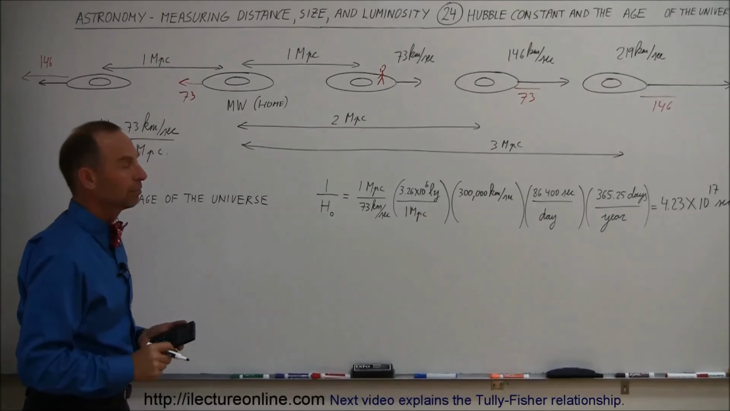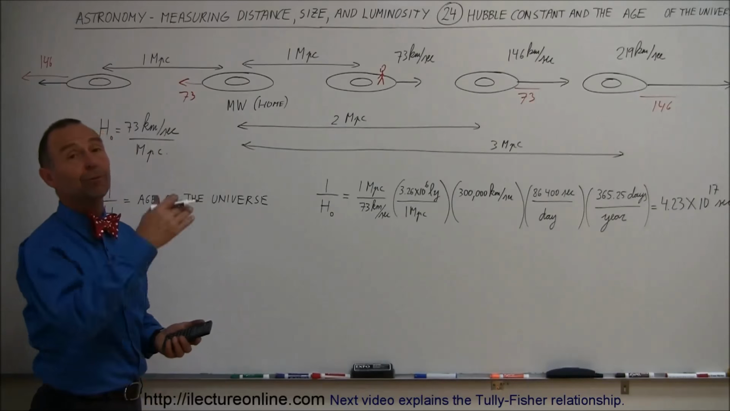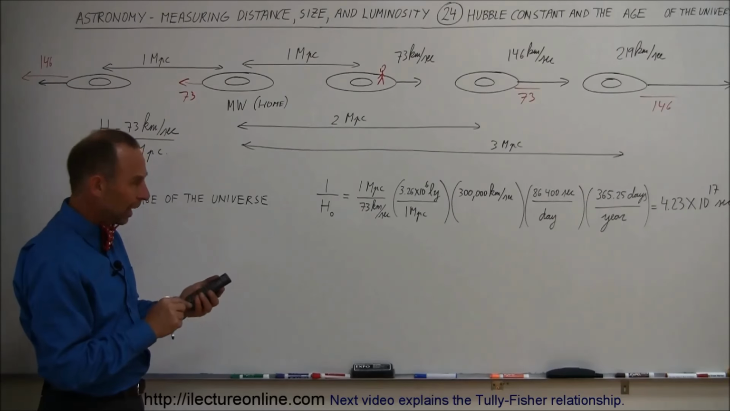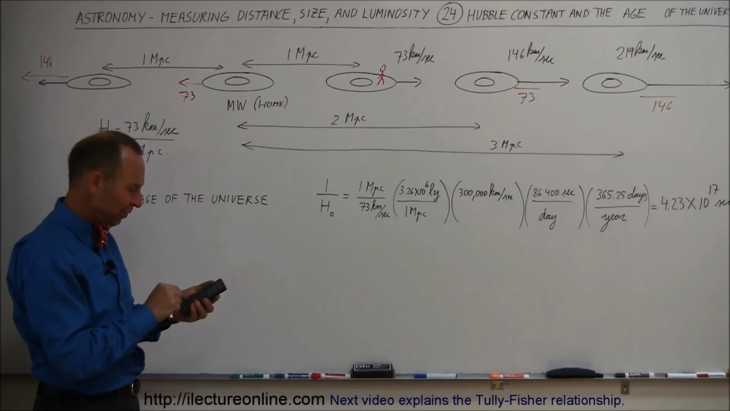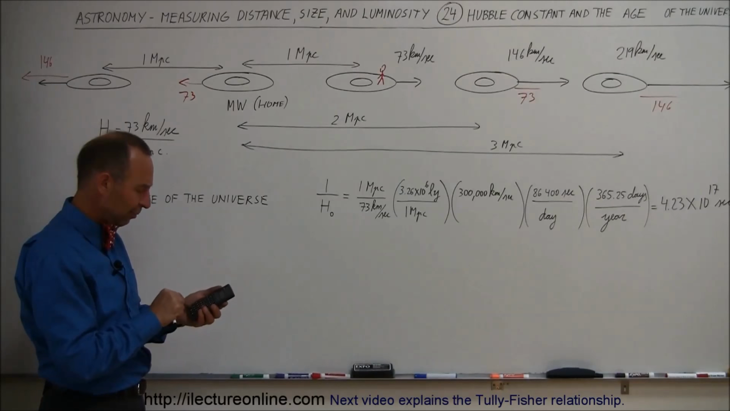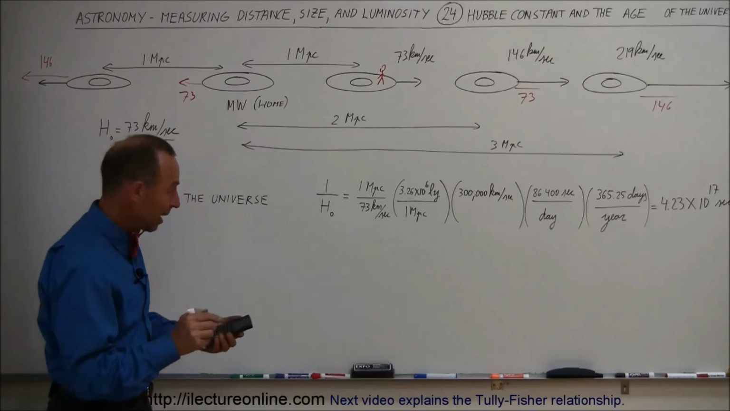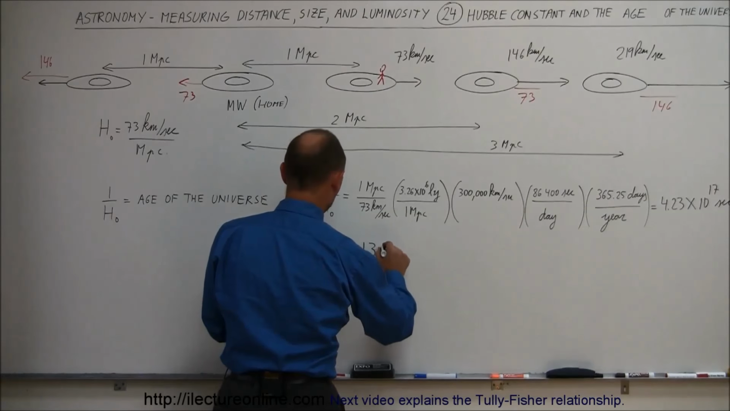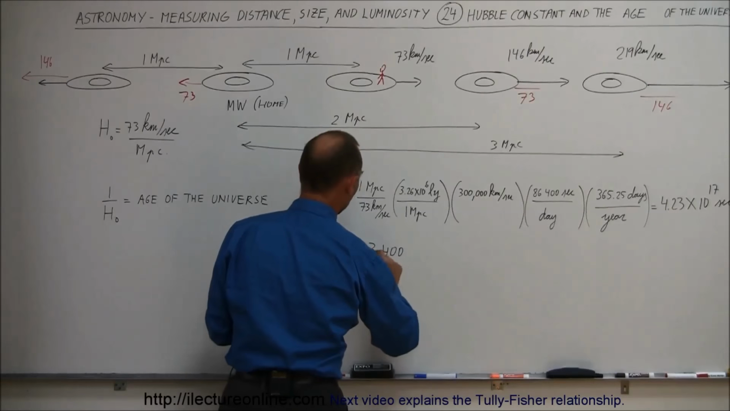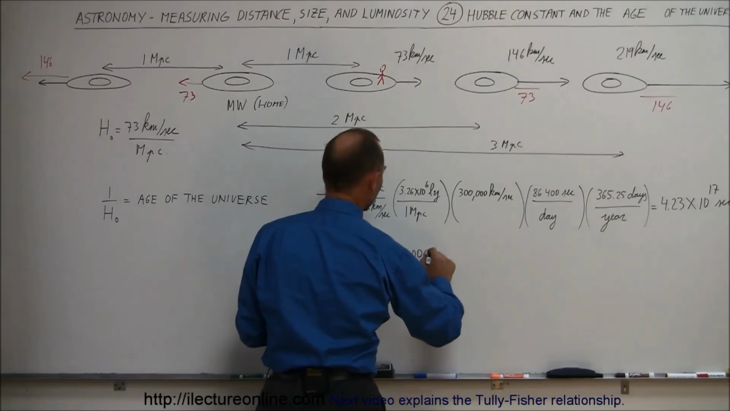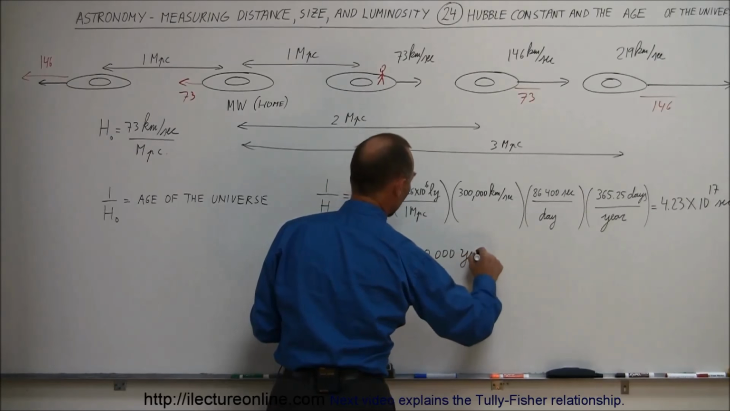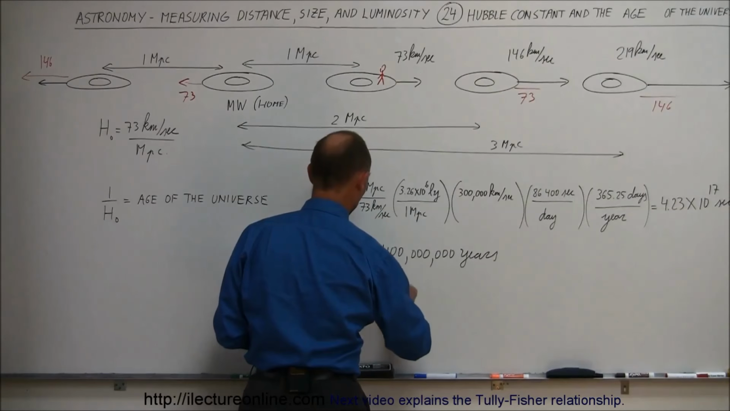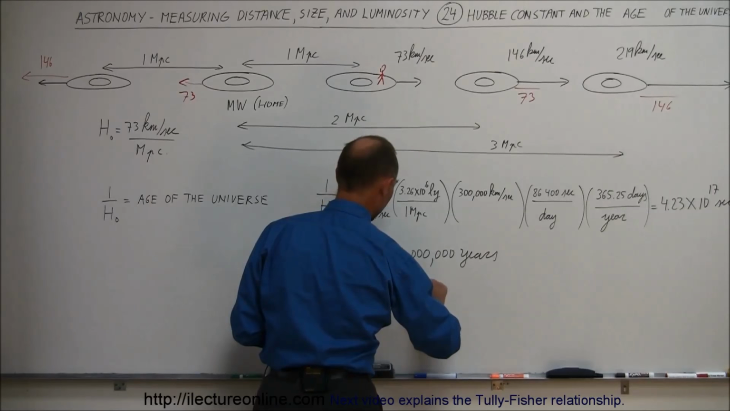Wow. Now, how many years is that? Well, now we have to reverse course. So if we then divide that by the number of days, so divide by 365.25 days and divide by 86,400 seconds in a day, we now come out to 13,400,000,000 years, or 13.4 billion years.